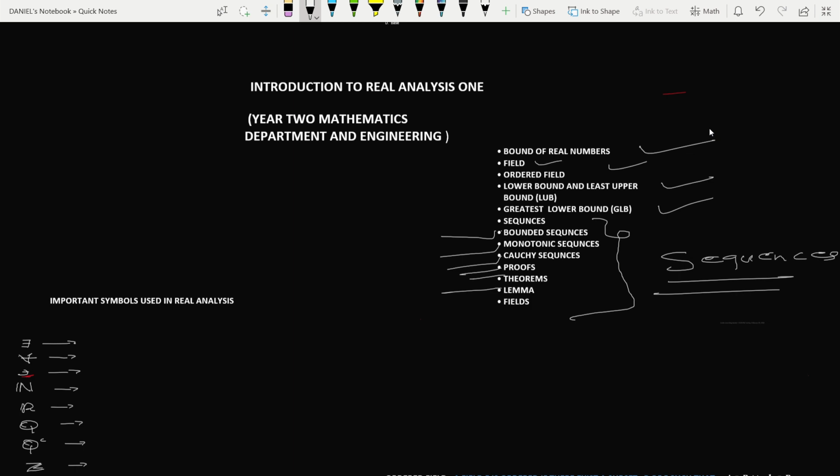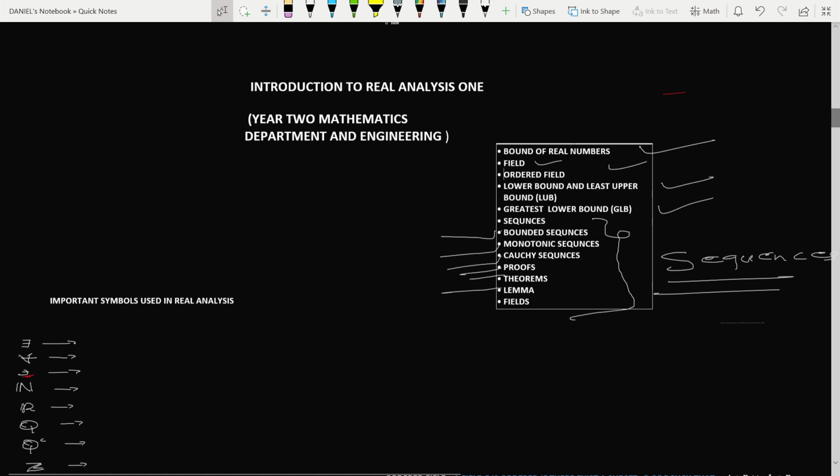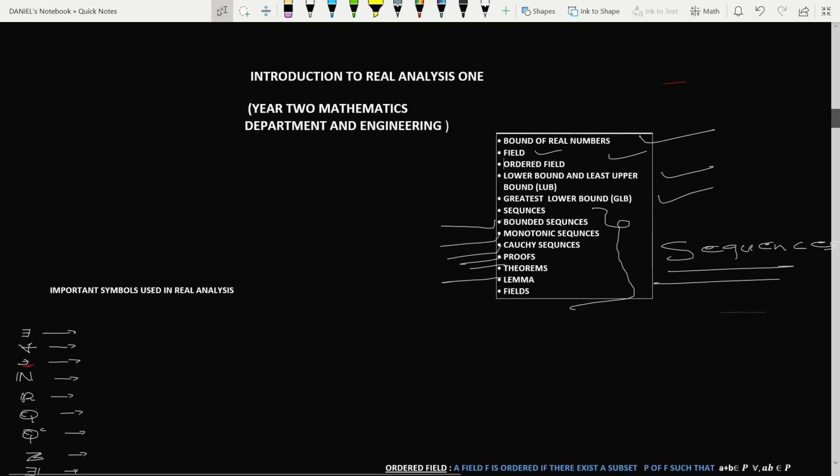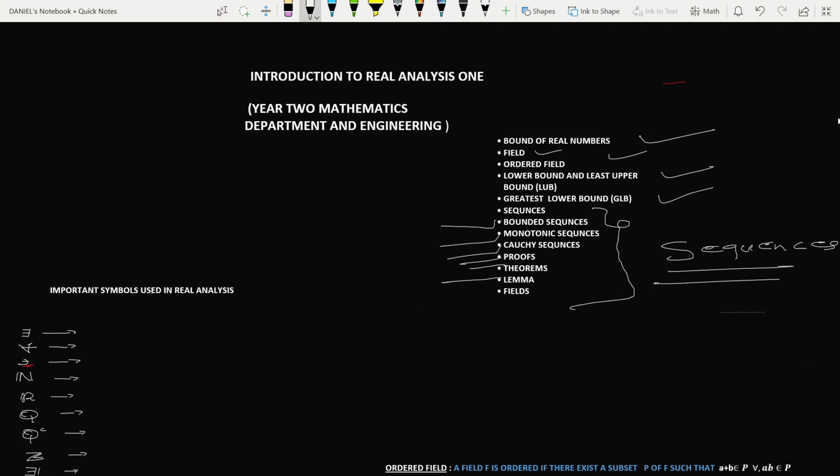Now, if this is your first class in an analysis class, I would like to make an introduction to some of the parameters we use when it comes to real analysis, some of the symbols that we use. The first symbol we use is the there exists symbol.